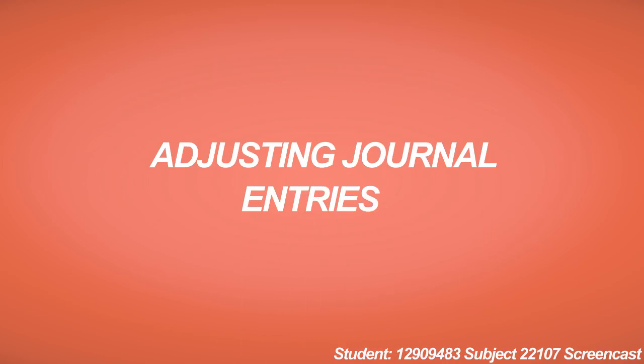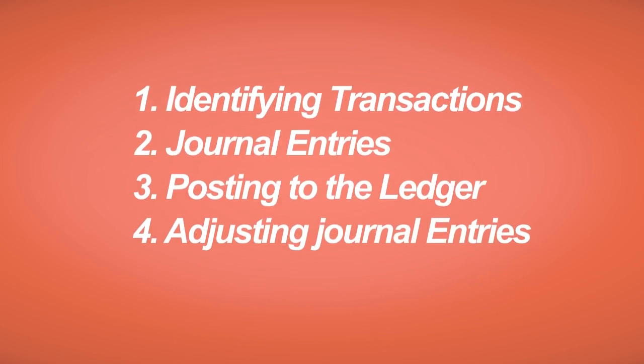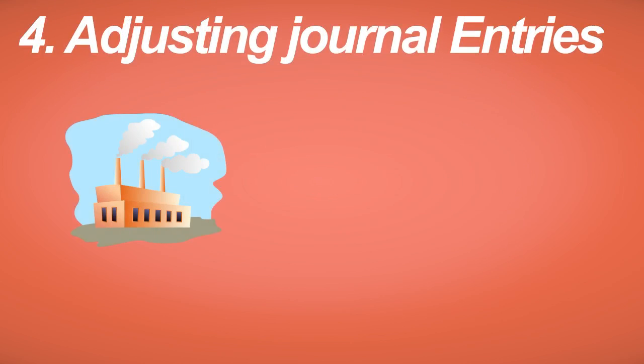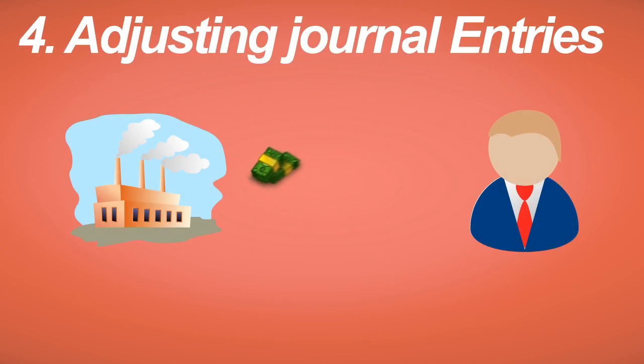Adjusting journal entries. Adjusting journal entries are made in the general journal and is the fourth step of accounting. It is necessary as the exchange of cash does not always coincide with the provision of goods or services. There are four basic scenarios in which this may occur.